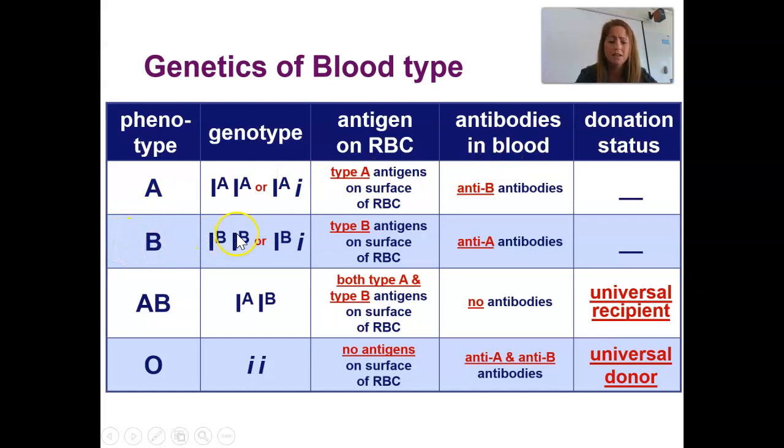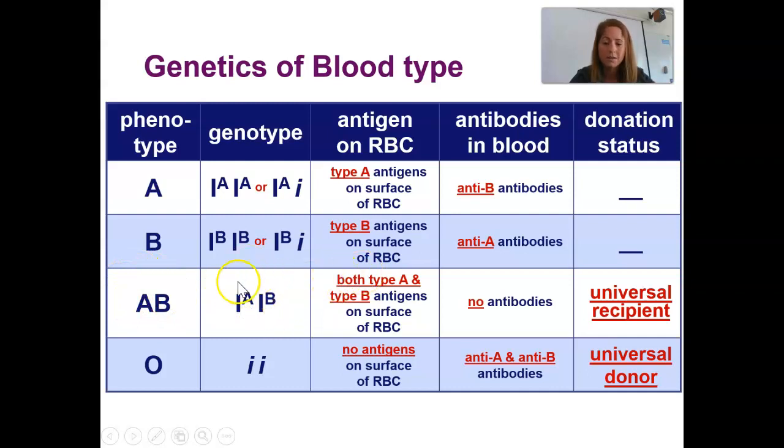If you have type B blood, you can be BB or you could be BO. And that means you're still producing the B antigen on the surface of the red blood cell, but you produce an anti-A antibody, which means you can't give people with type B blood type A transfusions. If you have type AB blood, you produce both.